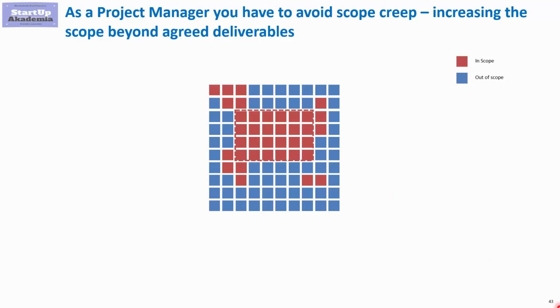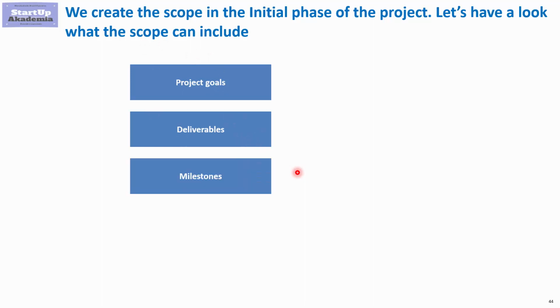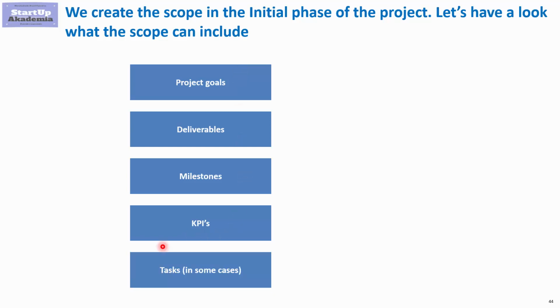Now let's have a look at what kind of things will be in the scope. First of all, in the scope, you obviously define the goal of the project, but also deliverables. In other words, you describe the products that the project should deliver. Quite often you will find there also milestones that we'll discuss later on, and KPIs that we will use to judge whether the project is successful or not. And in some projects, for example maintenance of aircraft, you also have specific tasks as a part of the scope.